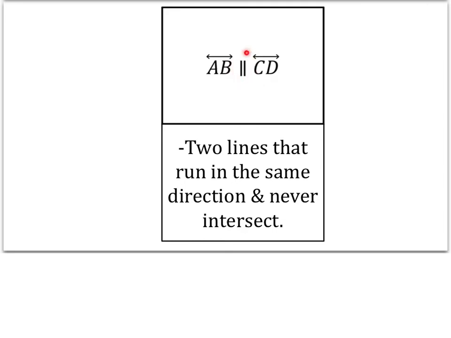So this symbol here means parallel. Okay, this is notation. And parallel lines are two lines that run in the same direction and never intersect. Now you can have many lines that are parallel. It's not only two, okay, but usually we use two in geometry, but you can have many lines that are parallel and they will never intersect each other.